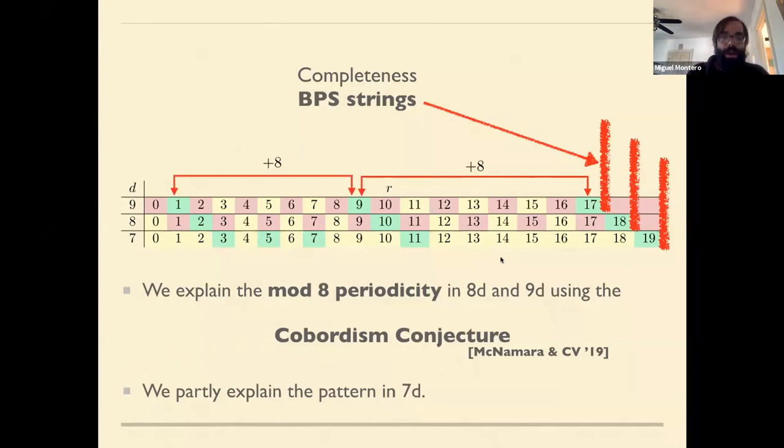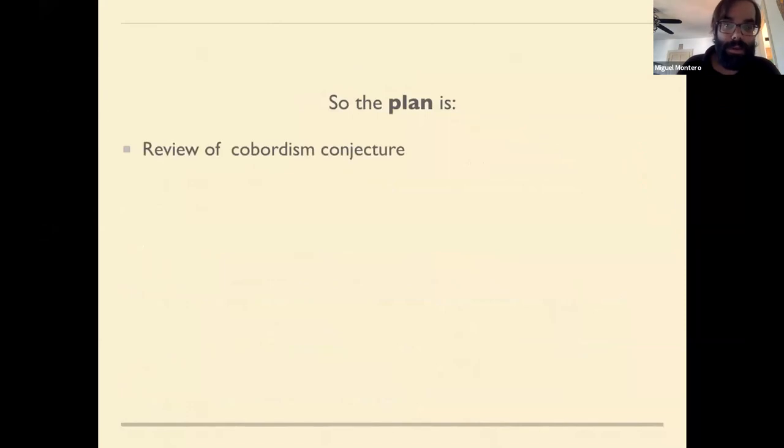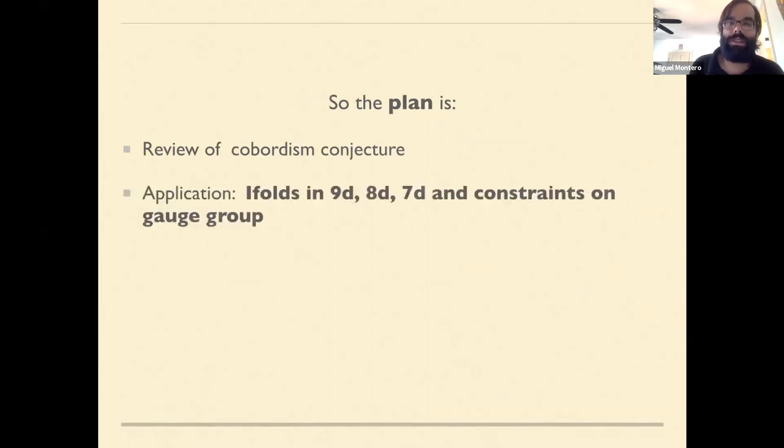Okay. So the idea is we want to explain the modulo 8 periodicity in 8 dimensions and 9 dimensions, and we'll be doing it using a different Swampland conjecture that Cumrun has mentioned briefly, but hasn't used in detail, which is the cobordism conjecture. And this will also allow us to partially explain the pattern in 7 dimensions, okay? So the plan of the rest of the talk is I will first explain what the cobordism conjecture is and how it can be applied. And the nice thing that the cobordism conjecture gives you is extra objects that you can use to construct compactifications, which can further constrain the theory.